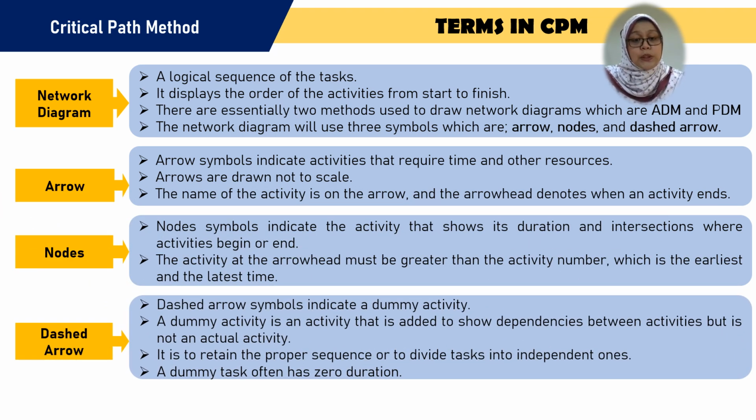Dash arrow. So dash arrows indicate a dummy activity. A dummy activity is added to show dependencies between the activities, but it's not an actual activity. It is to retain the proper sequence or to divide tasks into independent nodes. A dummy task often has zero duration.